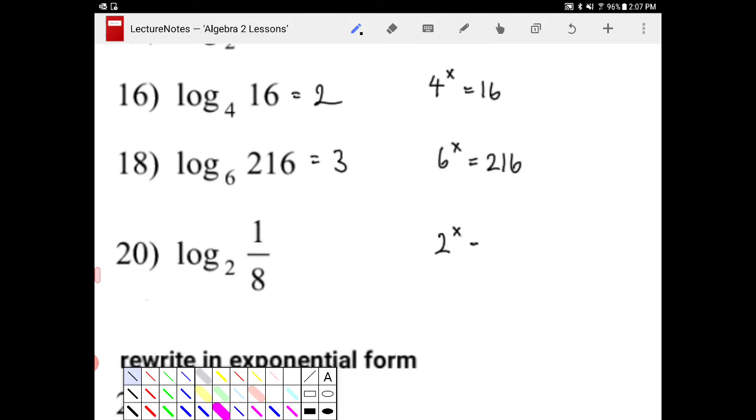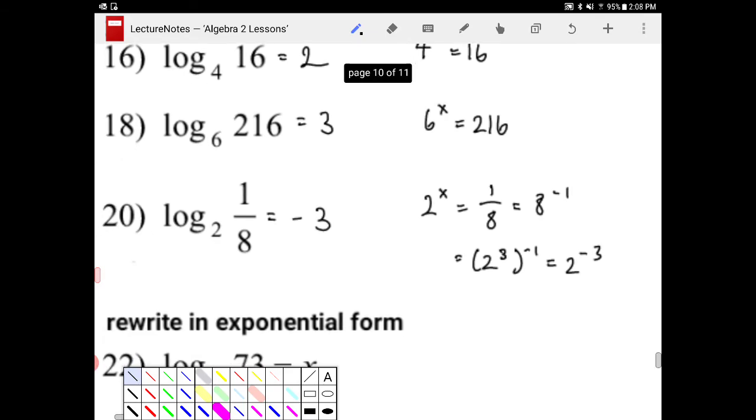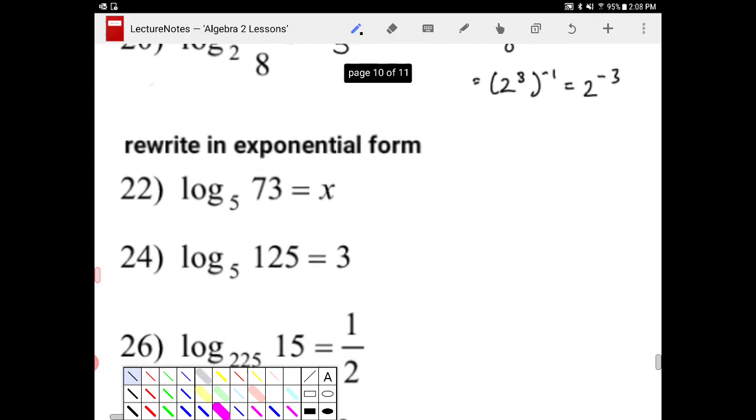2 to the what power is equal to 1/8? Well, 1/8 is the same thing as 8 to the negative 1. And it's the same thing as 2 to the third to the negative 1, which is 2 to the negative 3. Therefore, x must equal negative 3. This is negative 3. Let's take a look at another one.